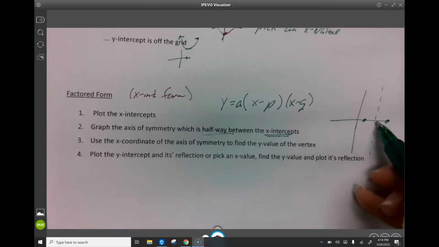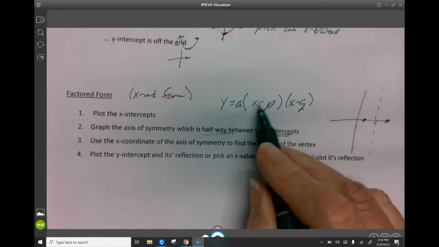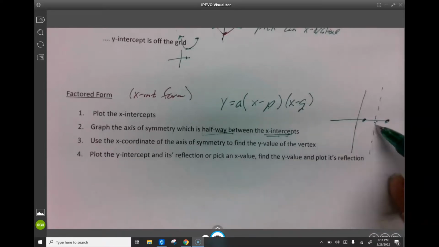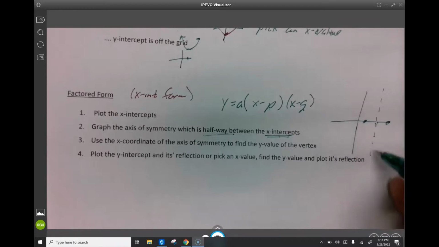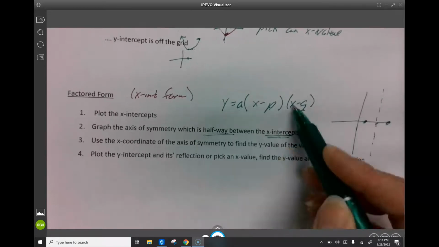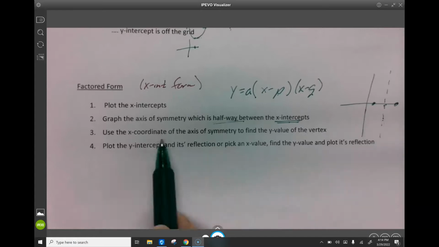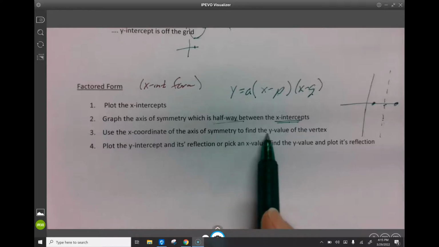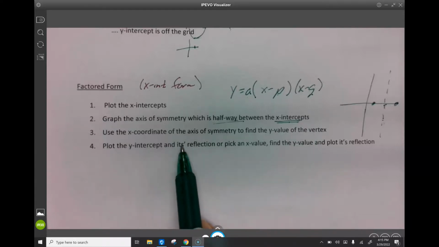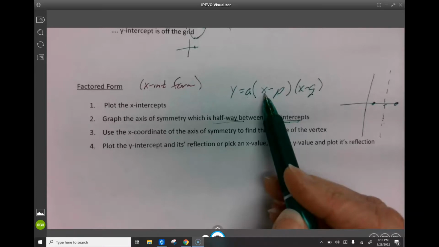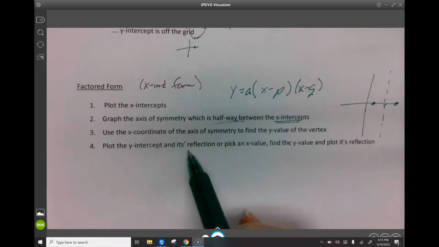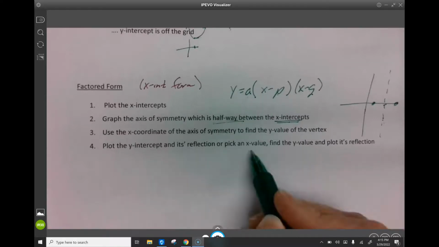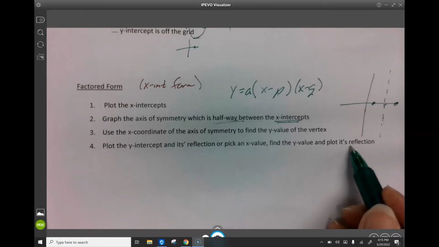That gives you the x value. You're going to plug that x value into the equation and find out the y value. So a, p, and q, of course, are numbers. You're going to take your x value, because that's your axis of symmetry, plug in that x value, find out the y value. That's going to give you your vertex. Use the coordinate of the axis of symmetry to find the y value. Plot the y-intercept, and to find the y-intercept, all you have to do is plug 0 in for x. Remember? Find the y-intercept, plug 0 in for x. Then graph its reflection, then pick an x value, then find the y value and plot its reflection.